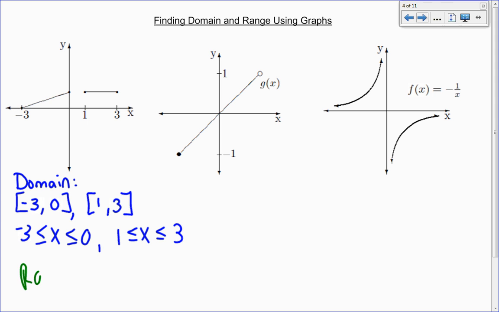Range, we're looking at y values. So notice that y, we have to know this point. Let's say that's 1. So y is just simply going to go between 0 and 1. So the lowest y value is at this point here, where y is 0. So y goes from 0 to 1, and it includes both those values, or we can say y is between 1 and 0.